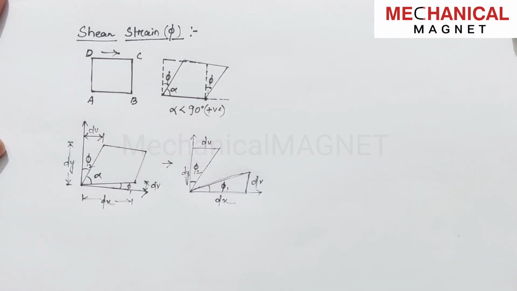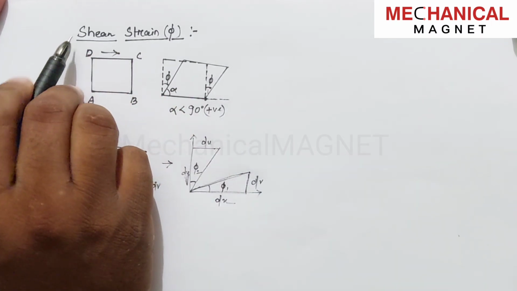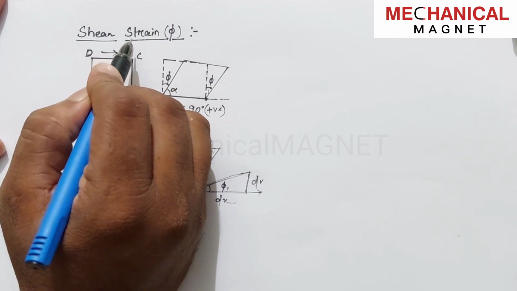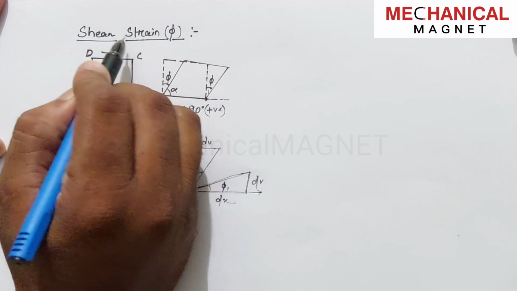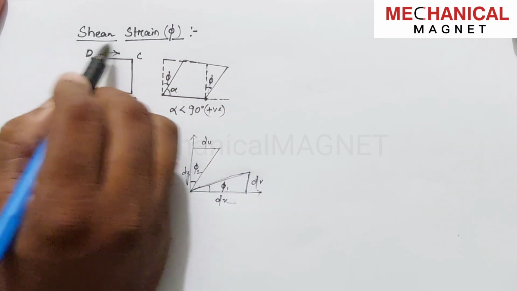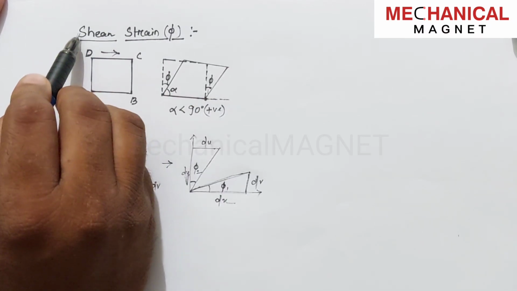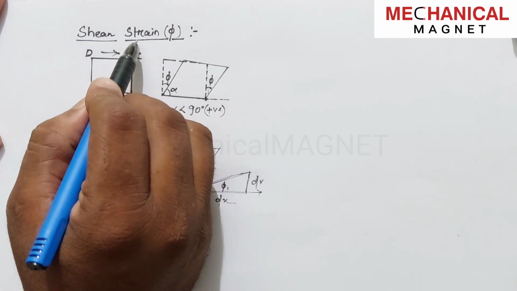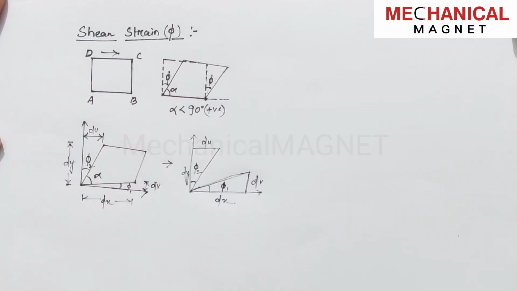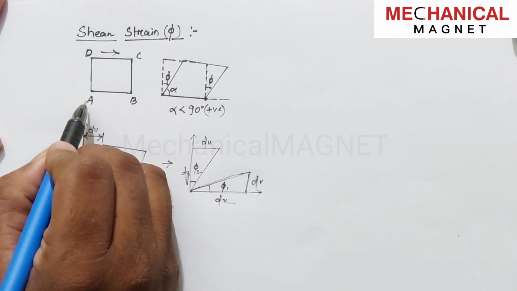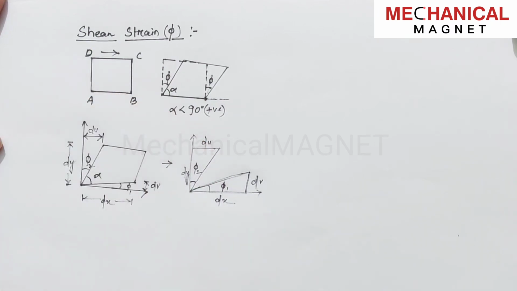So we know that strain is the deformation per unit length of the body, and shear means the parallel force acting on a body, that is known as the shear force. So what is shear strain? When a parallel force acts and some changes occur in the body, that is known as shear strain. So you can see here there is a body ABCD.